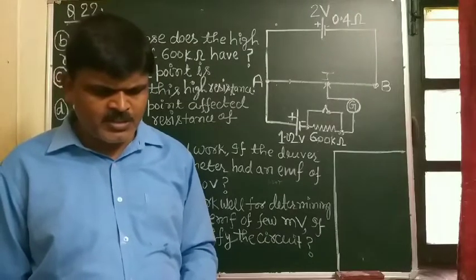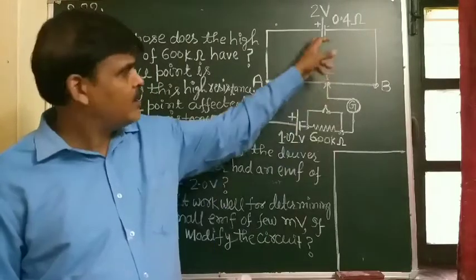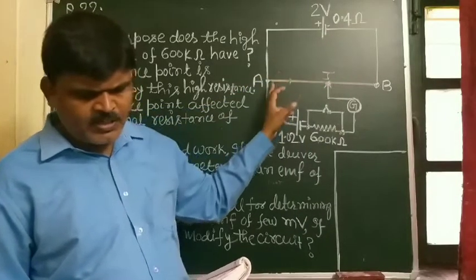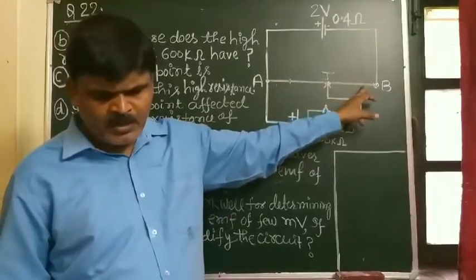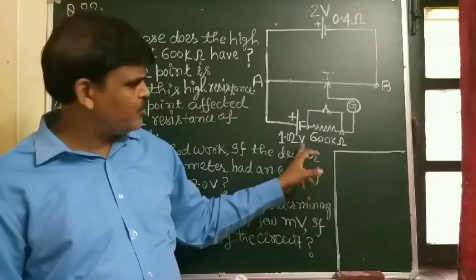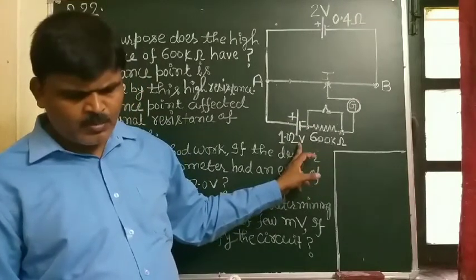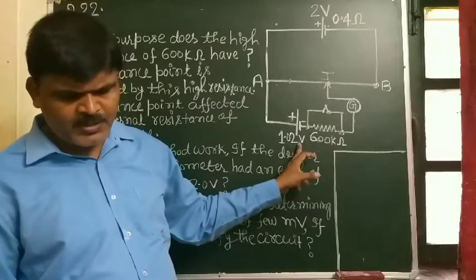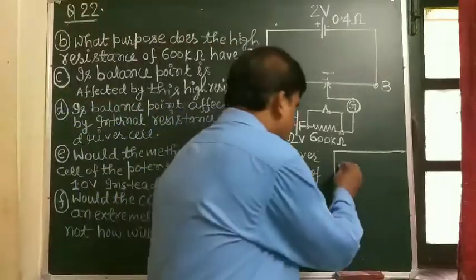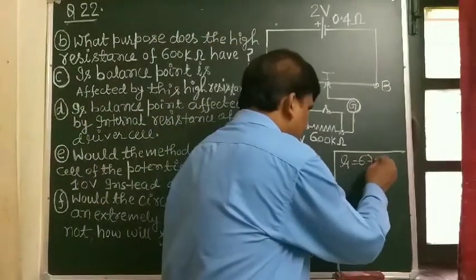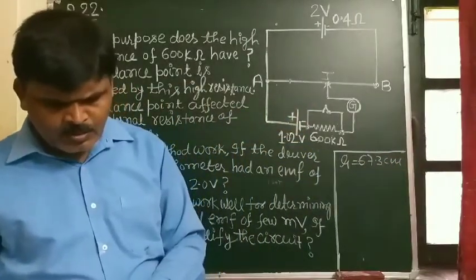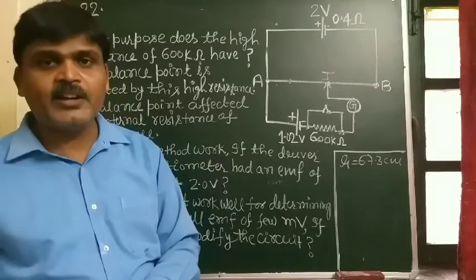The figure shows a potentiometer with a cell of 2 volt and internal resistance 0.40 ohm, maintaining a potential drop across a wire AB. A standard cell, which maintains a constant EMF of 1.02 volt for moderate current up to a few milliampere, gives a balance point at 67.3 centimeter length of the wire.